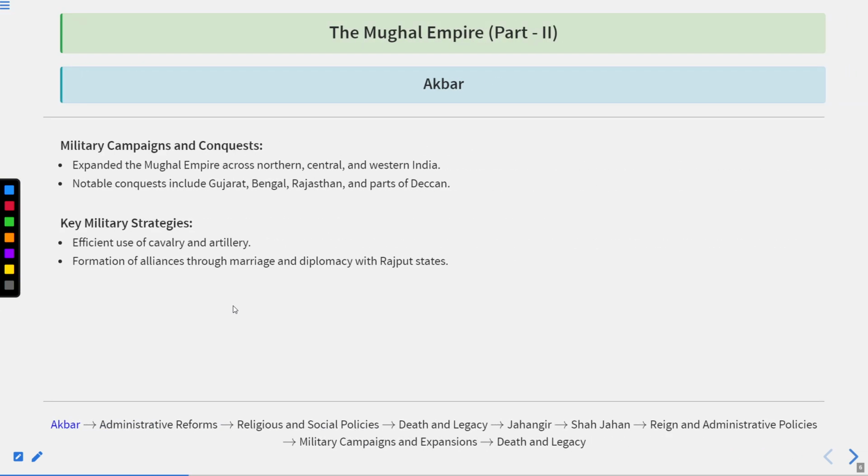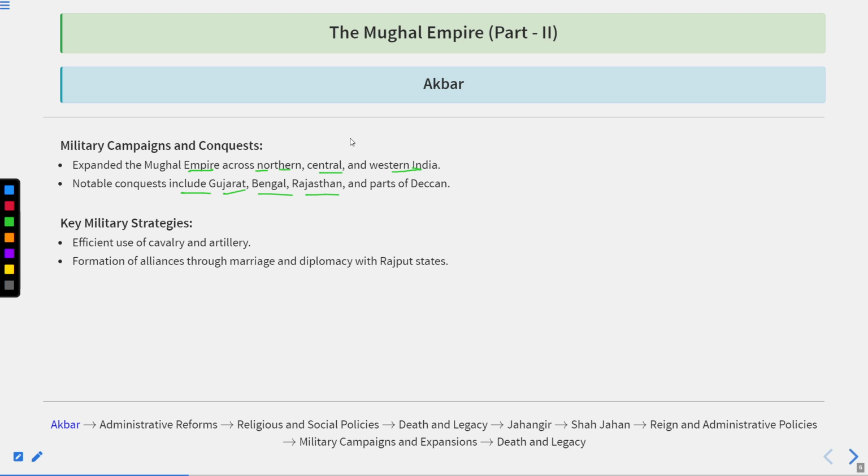Next, some military campaigns and conquests of Akbar. He expanded the Mughal Empire across northern India, central and western India. His notable conquests include Gujarat, Bengal, Rajasthan, and some parts of the Deccan. In fact, after winning Gujarat, he established the Buland Darwaja. The Buland Darwaja was constructed by Akbar after winning the Gujarat territory.